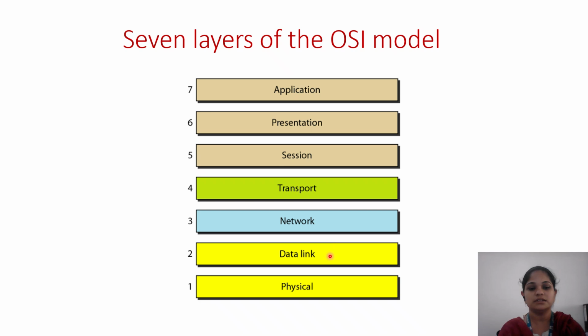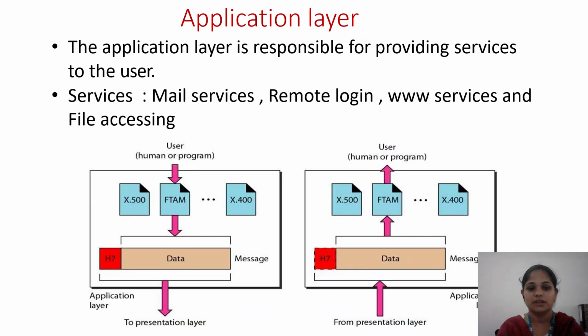So these are all the layers in the OSI model: physical, data link, network, transport, session, presentation, and application. We'll see each function in detail. So the next slide will be all about the application layer.